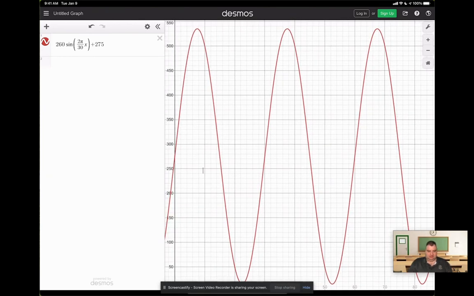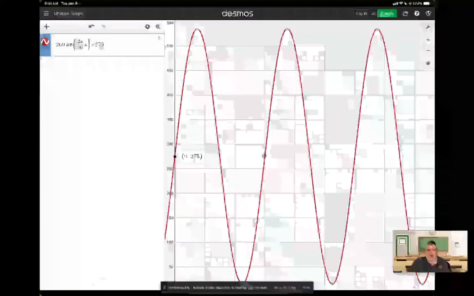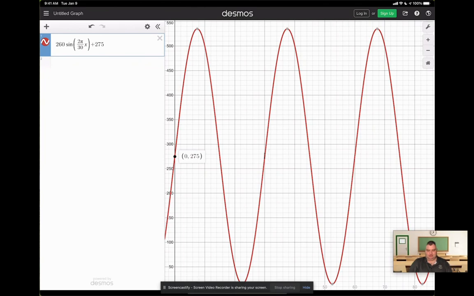So notice at 0, I'm starting at 275 feet in the air, and it takes me 30 minutes to get back to that point. And then the second revolution would be here to here that it takes to get back to that starting point. And we could also see our answers from before. We can see at 22.5 minutes, at 52.5 minutes, and 82.5 minutes, it's at its low points.